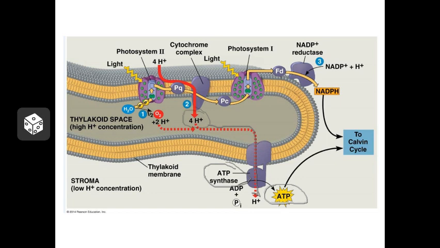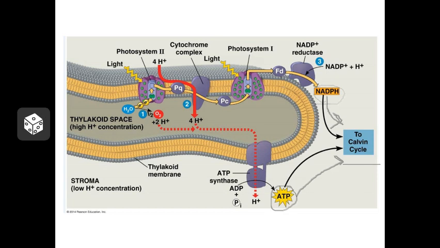Meanwhile, the electrons in photosystem 1 are going to get energized by the sun's energy again. They're going to flow into a second electron transport chain until they reach this enzyme, NADP plus reductase. That enzyme takes NADP plus and some hydrogen and those electrons and puts them together into NADPH. Now the two products of the light reactions, the ATP and the NADPH, can travel out into the stroma to be used in the Calvin cycle.